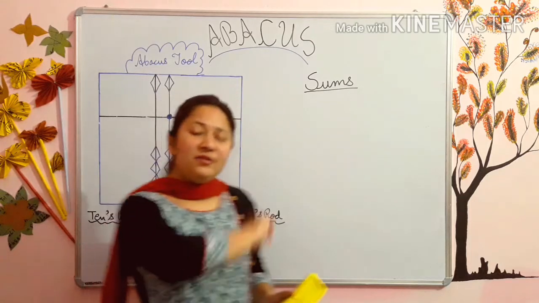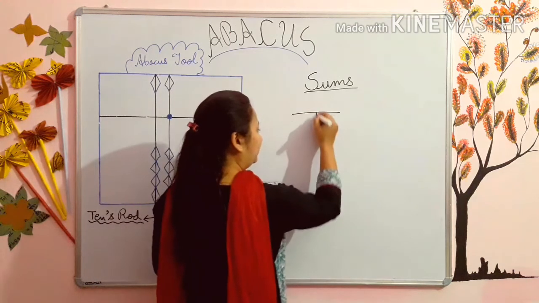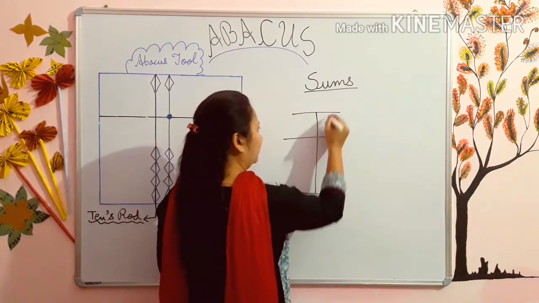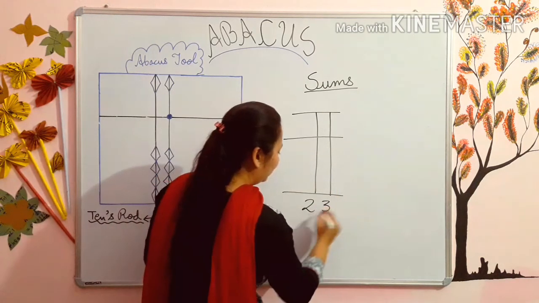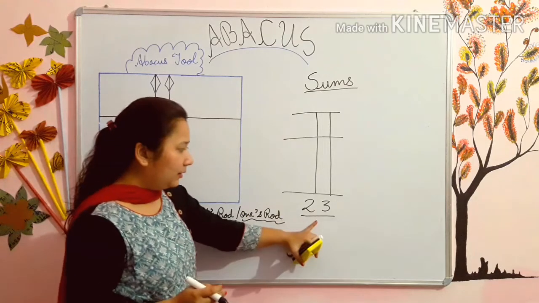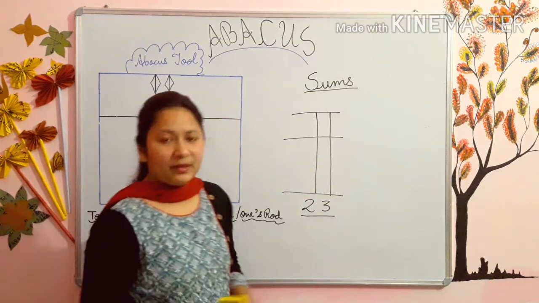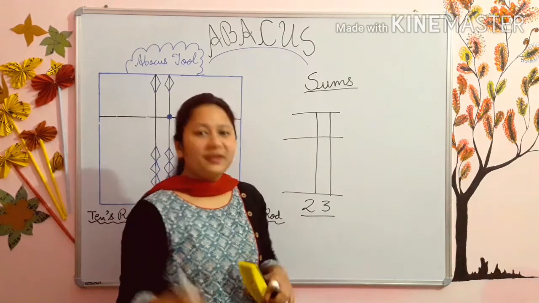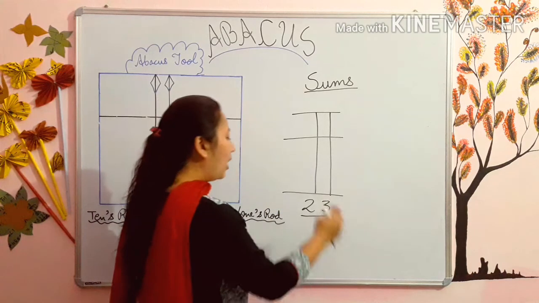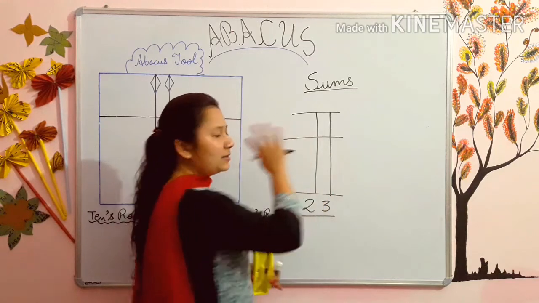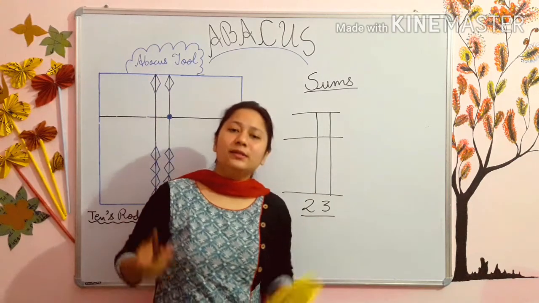Now kids, in my previous video, I told you the sums like this, and I gave you one number. That number you have to put in your abacus structure. Kids, do you remember? Very nice. In my previous video, I told you how you will put this number in this tool, which means you have to make the beads according to this number.